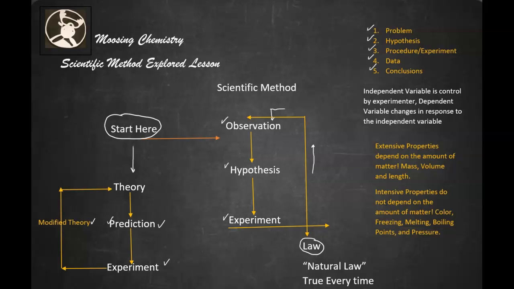Some other things you might want to consider when using the scientific method are extensive properties and intensive properties. Extensive properties depend upon the amount of matter, for example mass, volume, and length. Intensive properties do not depend upon the amount of matter, like color, freezing, melting, and boiling points, and pressure.